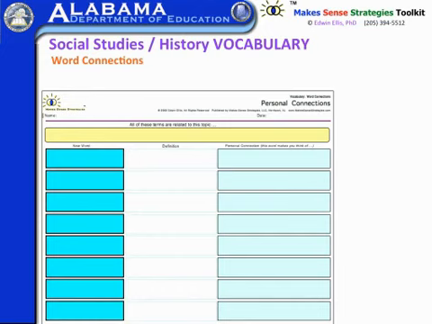And this one, these are called personal connections. It's very simple. All of these terms are related to this topic. What's a new word, what's the definition, and what's a personal connection?